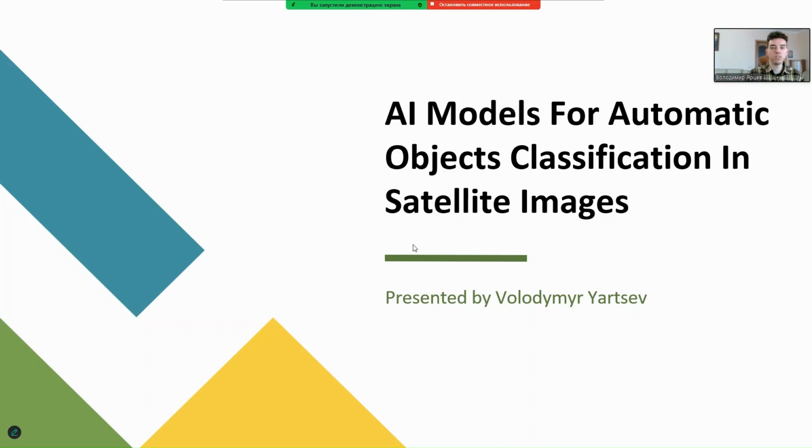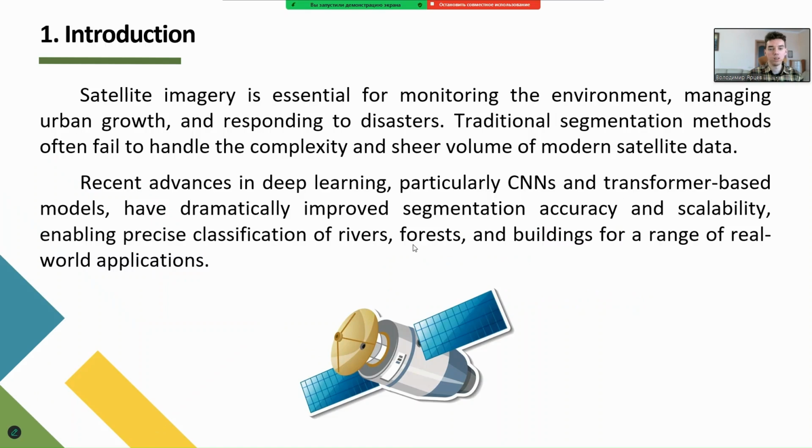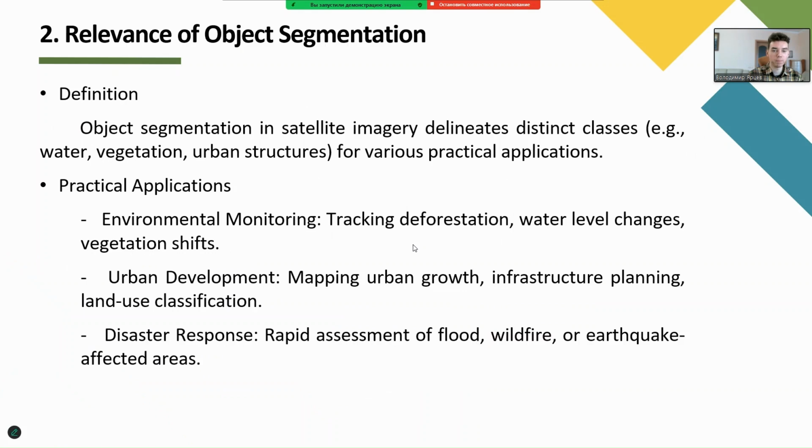I want to present my research about AI models for automatic objects classification in satellite images. Satellite imagery is essential for monitoring the environment, managing urban growth, and responding to disasters. Traditional segmentation methods often fail to handle the complexity and sheer volume of modern satellite data. Recent advances in deep learning, particularly CNNs and transformer-based models, have dramatically improved segmentation accuracy and scalability, enabling precise classification of rivers, forests, and buildings for a range of real-world applications.